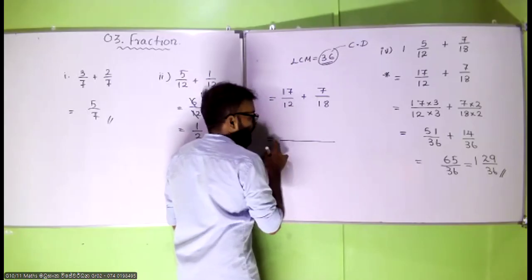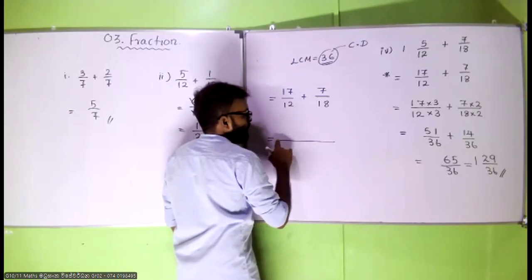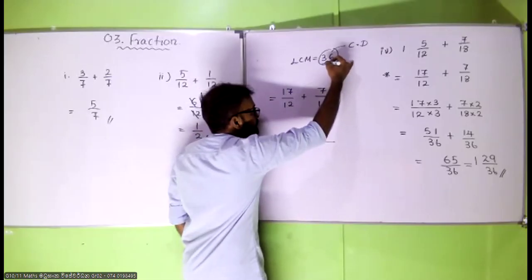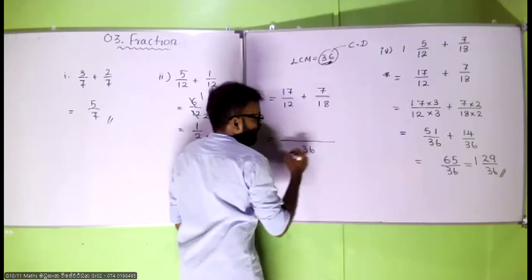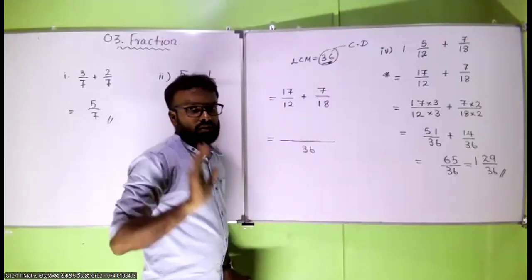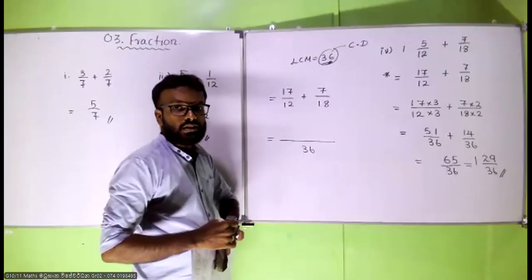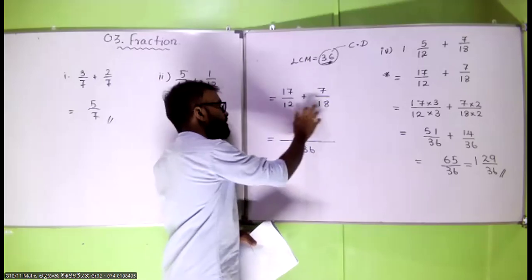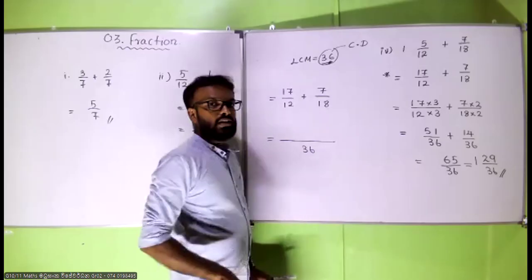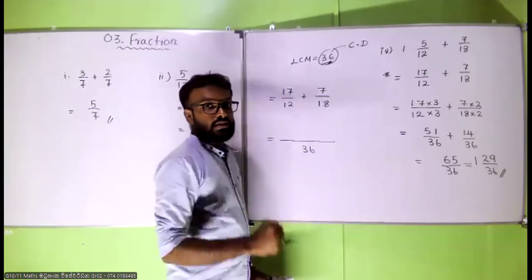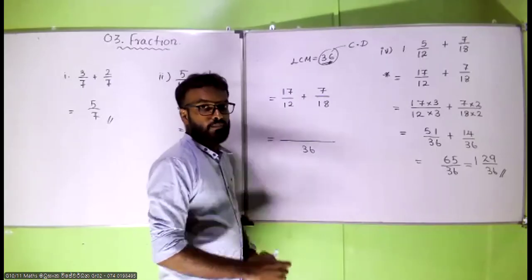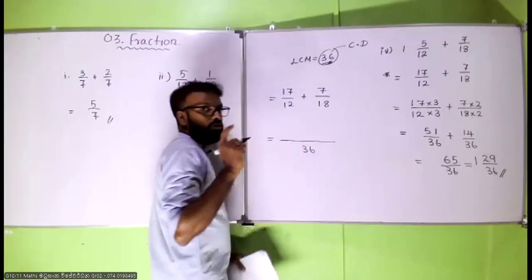I have extended my long division up to here. So the common denominator is 36. So I can use that. I already know this 12 can be converted into 36, 18 can be converted into 36. So for both of these denominators, my common denominator is 36. If you practice this method, it makes things easy. This is the easiest method to simplify fractions. So I am going to do this.